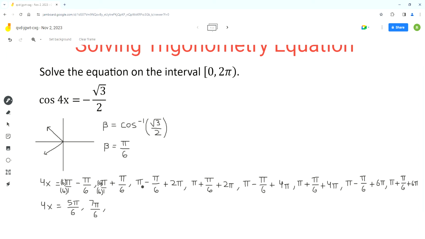Now the next one will become 5 pi over 6 plus 2 pi, and then 7 pi over 6 plus 2 pi, and then 5 pi over 6 plus 4 pi, and then 7 pi over 6 plus 4 pi, and then 5 pi over 6 plus 6 pi, and lastly 7 pi over 6 plus 6 pi.